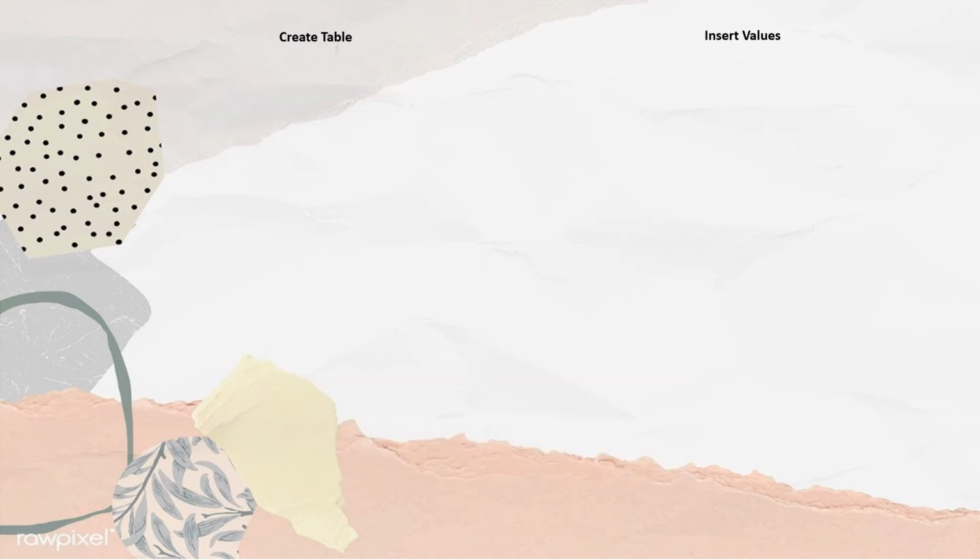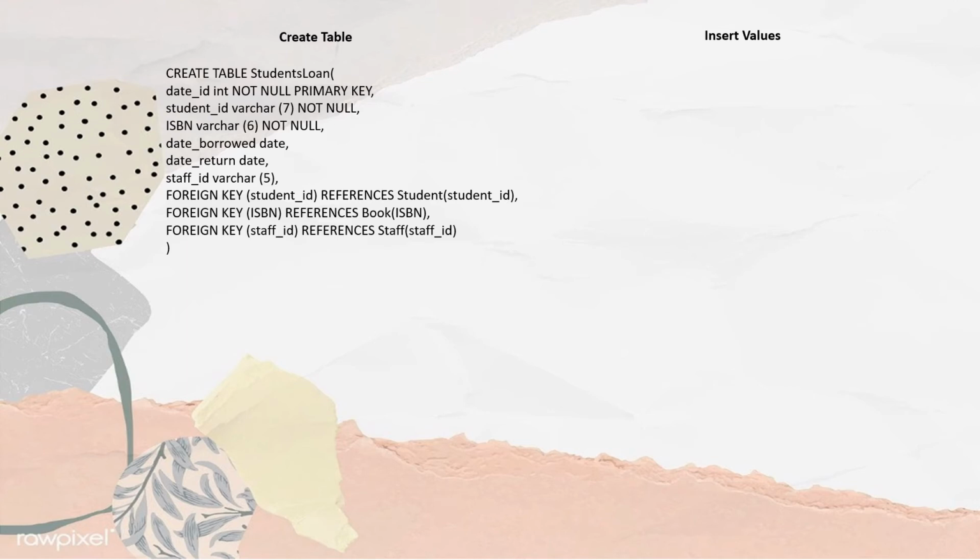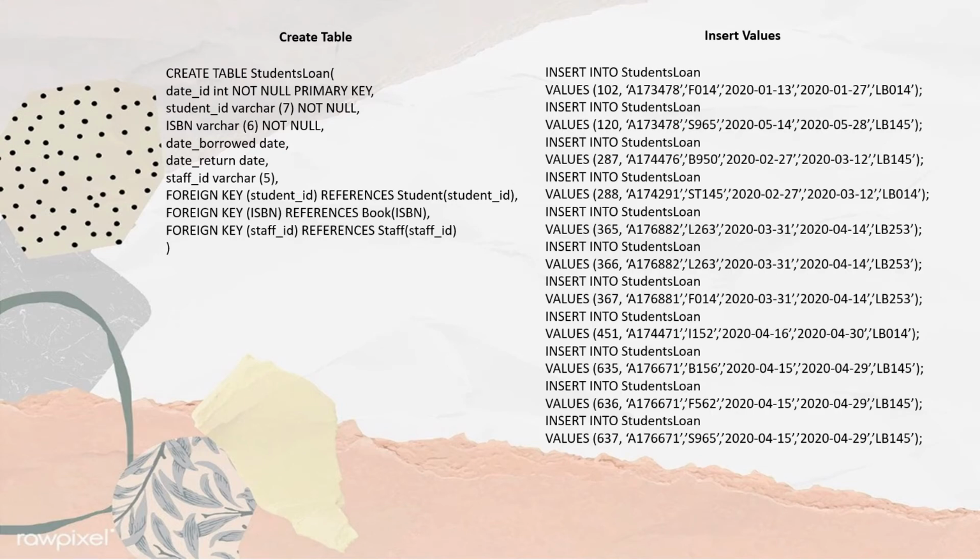The last table we have is students loan, with the date ID as the primary key, and student ID, ISBN, and staff ID as the foreign keys. This is the way we insert the values into students loan: insert into students loan values date ID, student ID, ISBN, date borrowed, date returned, and staff ID.